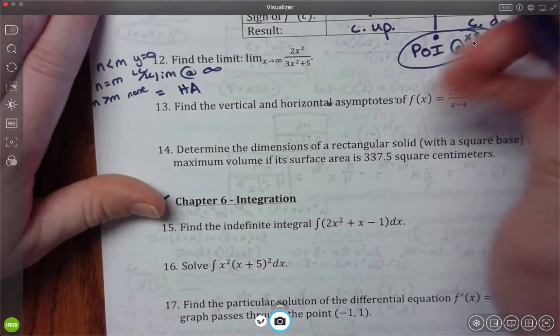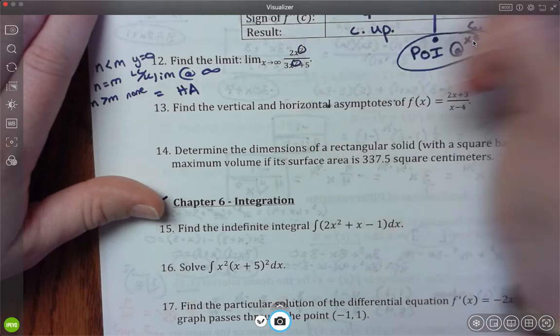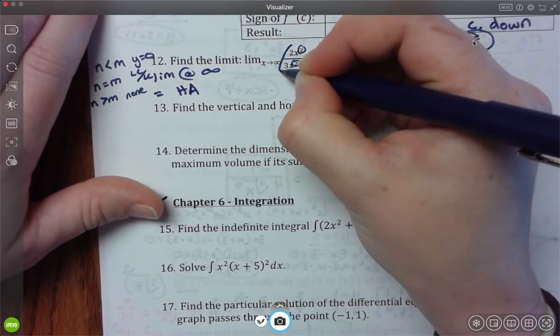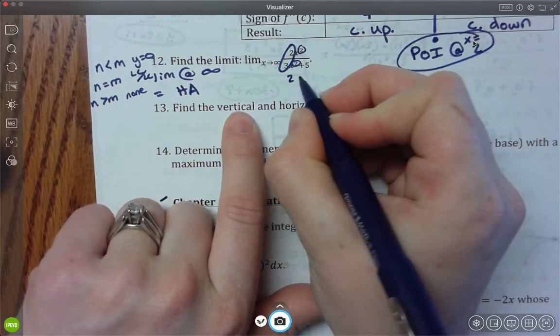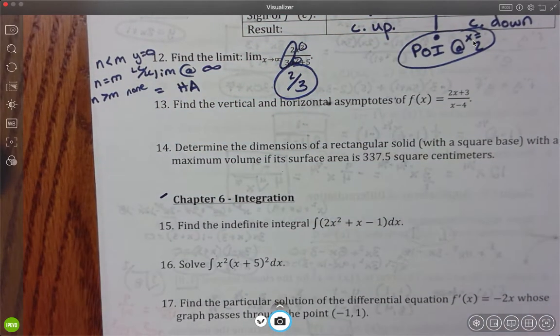Okay? So in this case, my n and my m are both 2. So I'm going to look at the leading coefficients. So the limit as x goes to infinity is going to be 2/3. That's it. Very easy on that one.